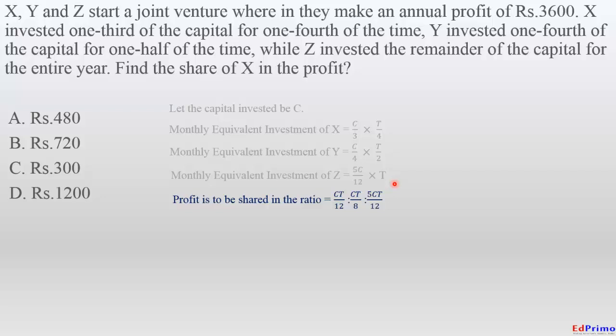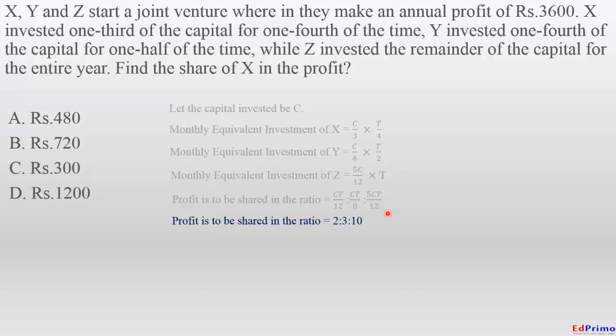When we know this, we can easily simplify and find the proportion of the investments of X, Y and Z, which will be the same as the proportion in which the profit will be shared. Now CT by 12, CT by 8 and 5 CT by 12 can be simplified by cancelling CT, which is common in all three places, and we can arrive at the proportion as 2:3:10. Now this is the ratio in which profit will be shared between X, Y and Z.